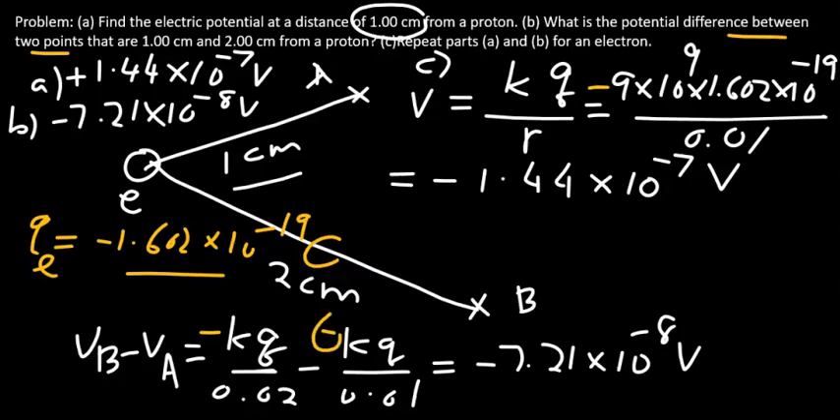So this minus will make this minus a plus, like that. And the overall answer will become plus 7.21 times 10 to the power minus 8 volts for the potential difference. And that solves the problem.